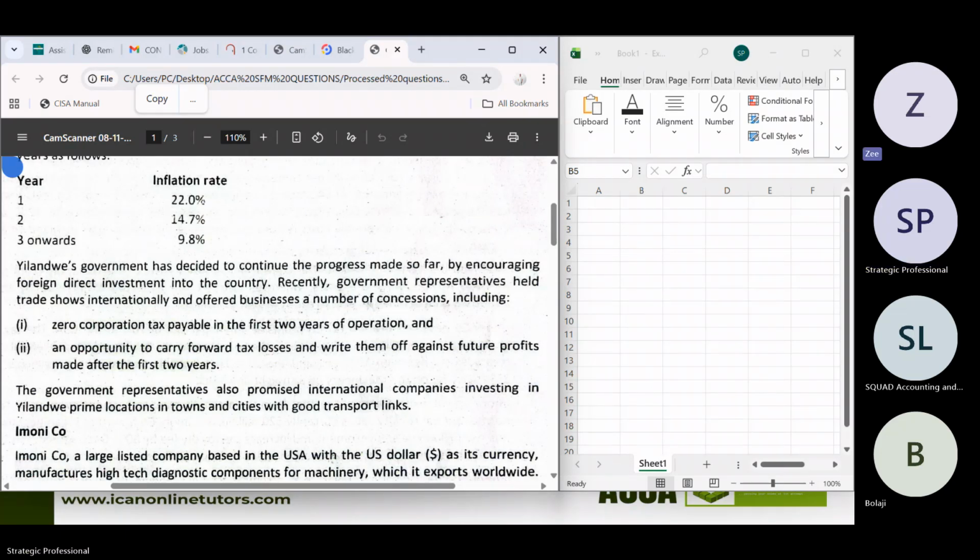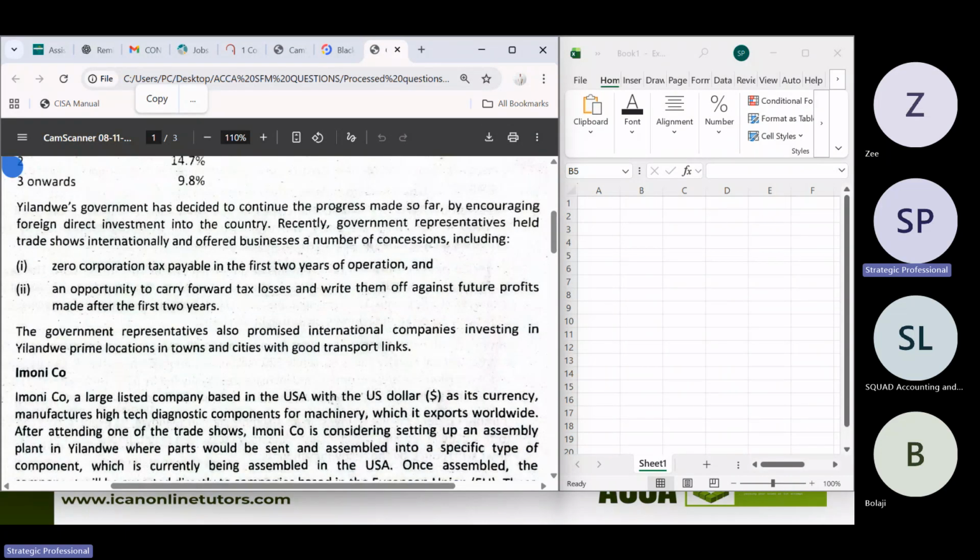Recently the government representative held international trade shows and offered businesses a number of concessions. And what are the concessions? Zero corporation tax payable in the first 2 years of operation, meaning that if you start your business, we are not going to tax you for 2 years, which is a good thing. At least you allow me to scale before you start taxing me. And also an opportunity to carry forward your tax losses and write them off against future profit.